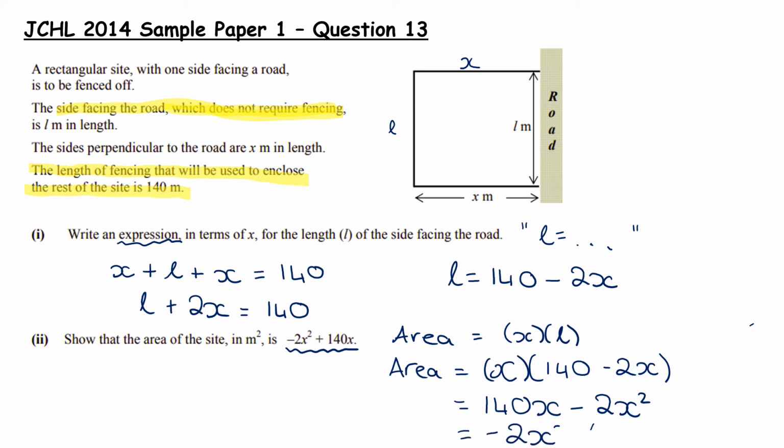So let's write it the way that they've asked us to do. Minus 2x squared plus 140x. And then we can put a little QED here at the end. It's a little Latin phrase that just means I've done what has been asked. So they've asked us to show that the area is this, and we have done that.